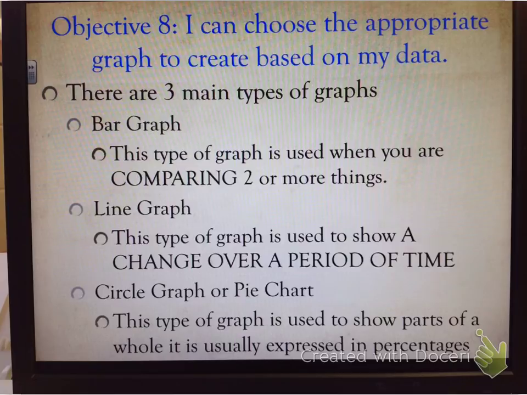The third type of graph that you'll see is a circle graph or a pie chart. And we use this type of graph whenever we're showing parts of a whole. And we usually use percentages. So if you're using a pie chart or a circle graph, if it's half shaded in, that's 50%. So that shows a part of a whole. These are actually really easy to read.